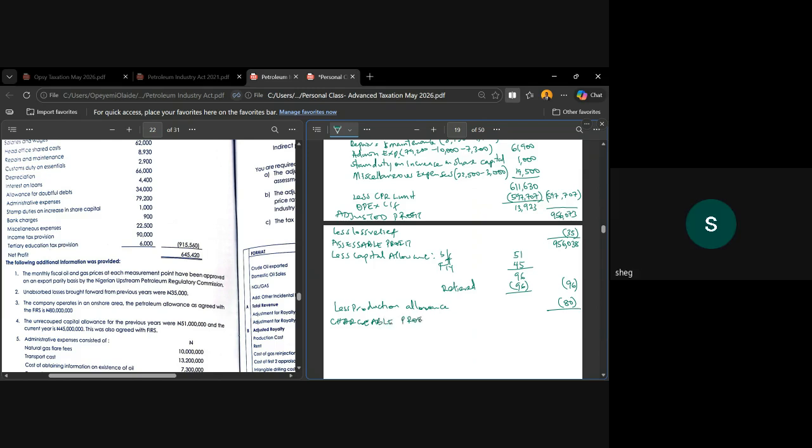So how much will be the chargeable profit? 955,862. So hydrocarbon tax, 30% will be what? That's 30% of this.